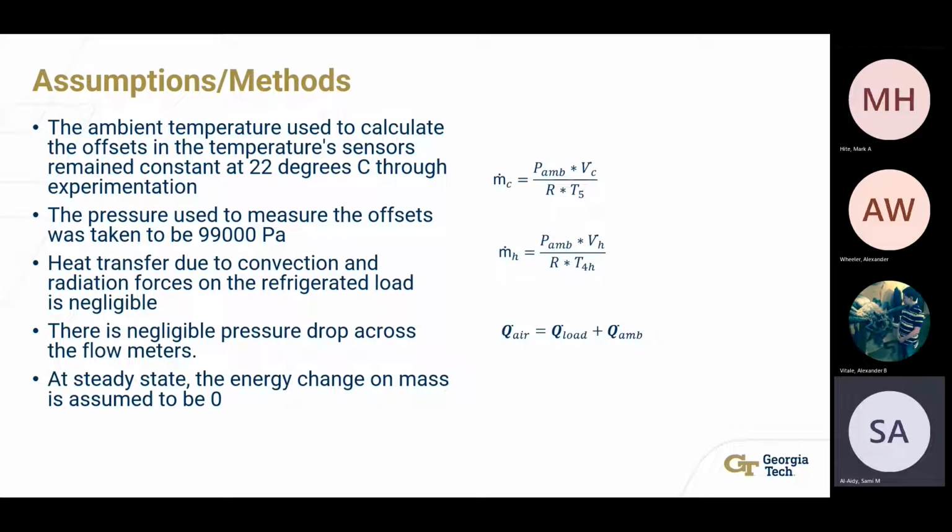To calculate the offsets that are built into the sensors, the temperatures and pressures are taken at a room temperature of 22 degrees Celsius and an atmospheric pressure of 99,000 pascals. The difference between these values and the values found at zero pressure will be used with the data that is not at zero PA. Additional assumptions that are made are that the pressure drop across the flow meters is negligible and that at steady state, the energy change on the load is assumed to be zero. This allows for the energy of the air to be found.